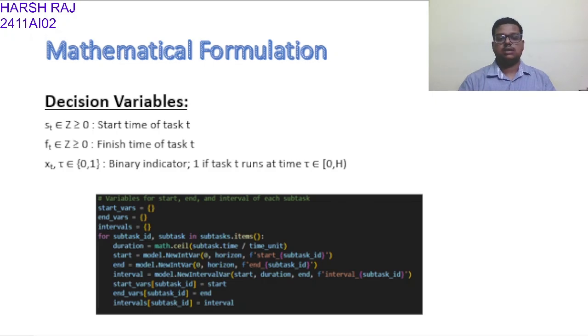Now we will see the mathematical formulation of constraints and their code implementation. So first, we define our variables, which are the start and end time of each unrolled task. And there is also an interval variable for each task, which gets tied to start and end time due to model.newIntervalVar. This is one of the exclusive features of our tool.